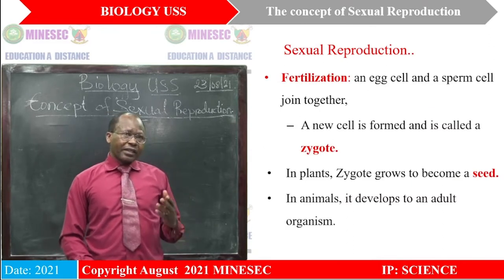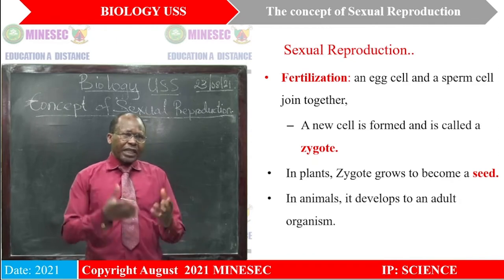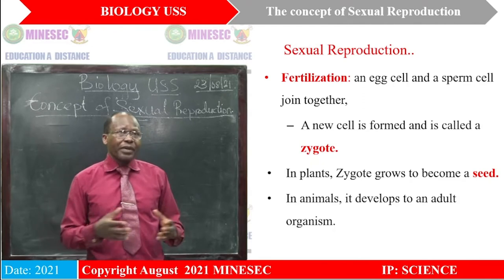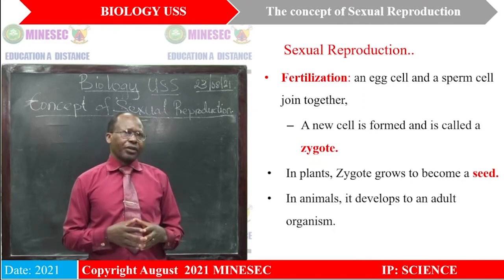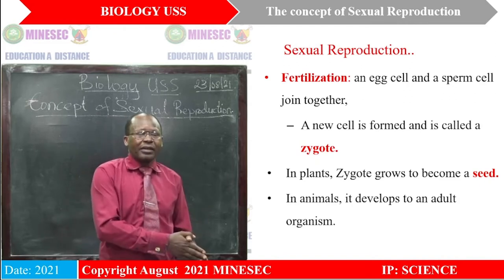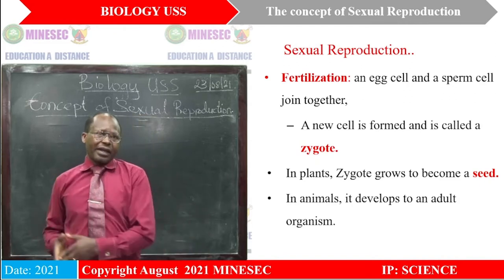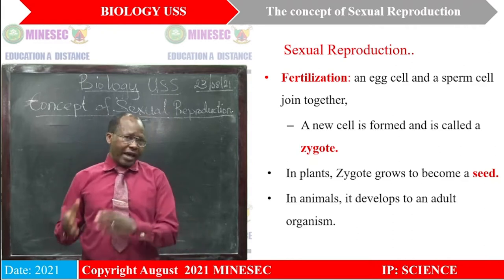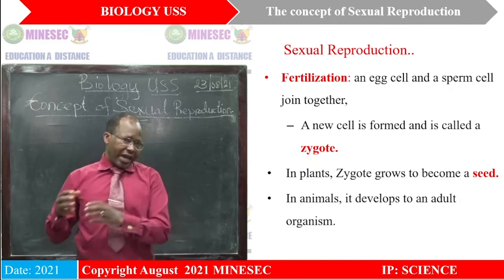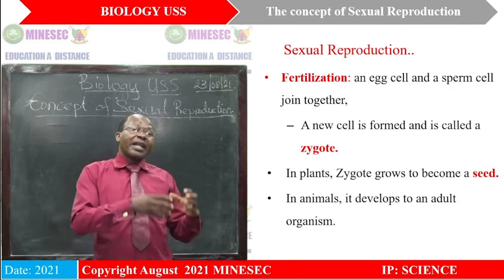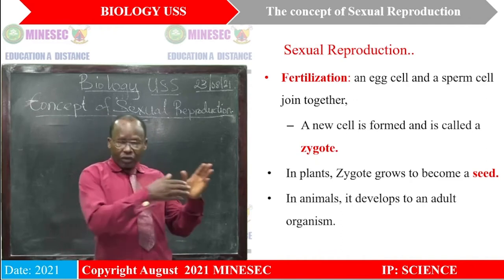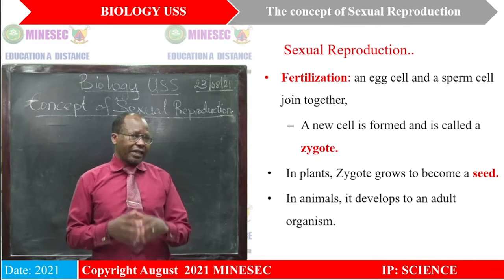And when these cells have the chance to fuse or merge together, the process we call fertilization occurs. Fertilization, therefore, is the fusion of the male sex cell to the female sex cell, that is, the sperm to the egg. Remember, it is the sperm that moves to the egg. So it is the sperm that fuses onto the egg, not the egg fusing to the sperm. We have to take note at this point.